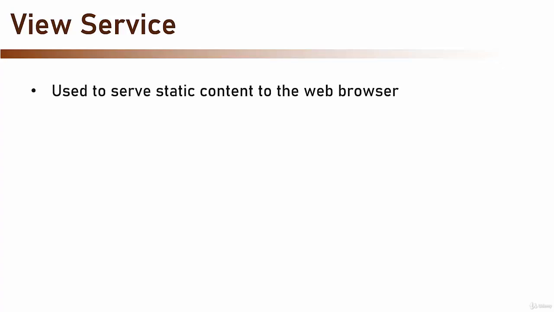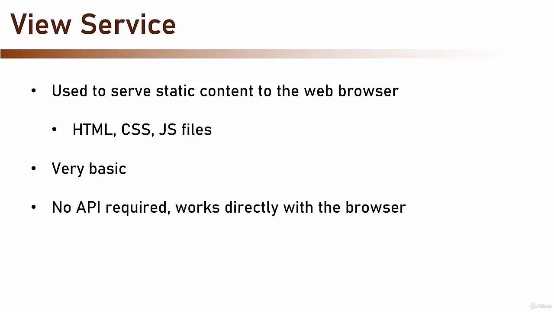And that brings us to the last service, the view service. This service's only goal is to serve static content to the web browser, namely HTML, CSS, and JavaScript files. This is the service the browser will call when first entering the system, and after getting the static content, most of the work will be done with the other user-facing services, the books, borrowing, and customers services. This is an extremely basic service, which really contains no logic, almost no code, has no special considerations. It's basically a glorified file share. As such, no API is required for this service, as it works directly with the browser.